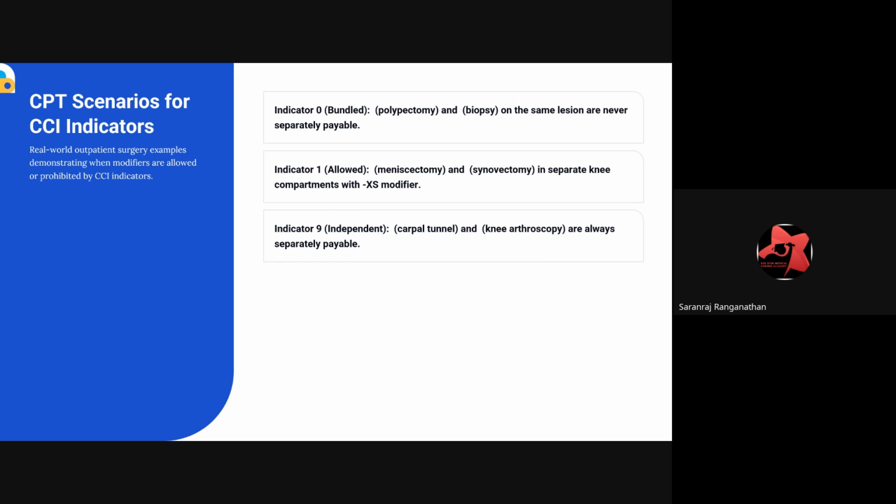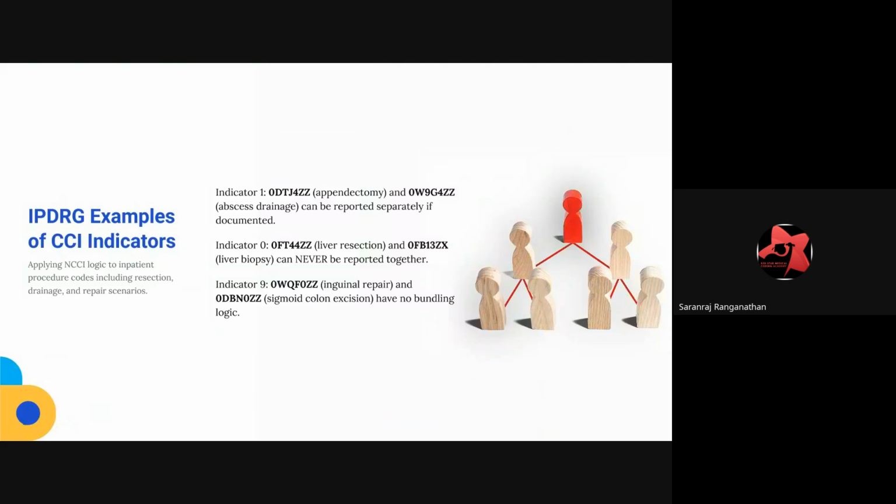I also have some examples related to inpatient. See here, appendectomy and abscess drainage can be reported separately if documented. And zero: liver resection and liver biopsy. Yes, I'm doing the resection, so why again do I need to code for the biopsy? Then inguinal repair and sigmoid colon excision are completely different exams, so no bundling, code separately.